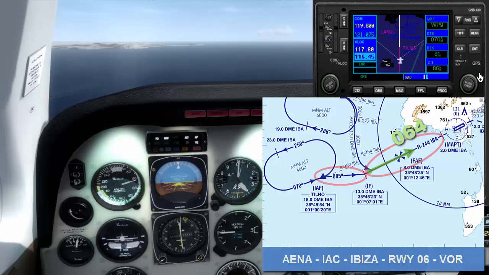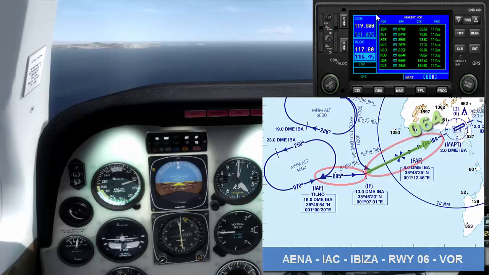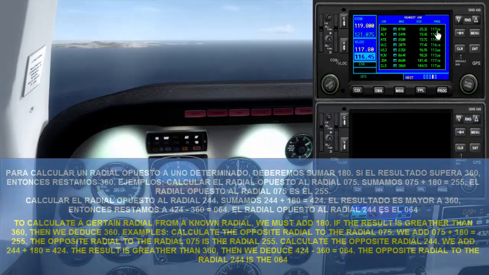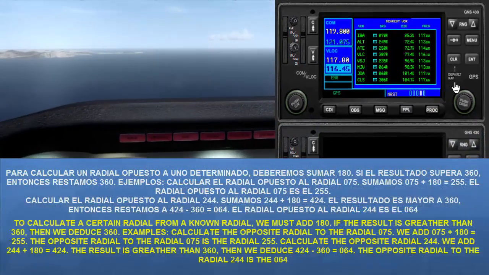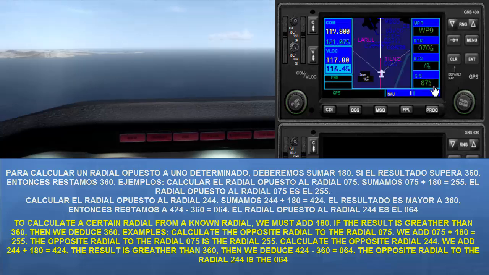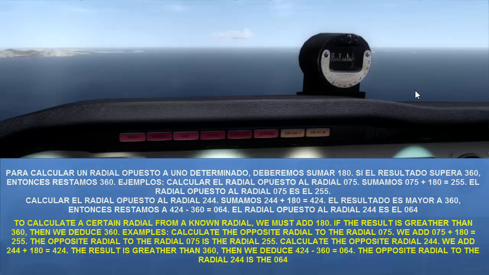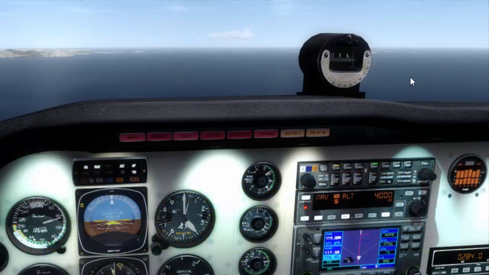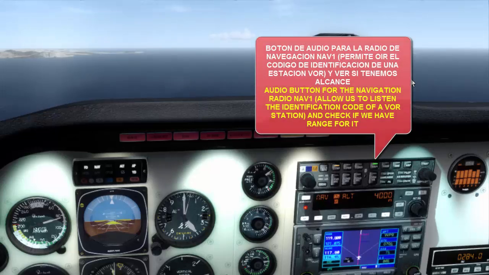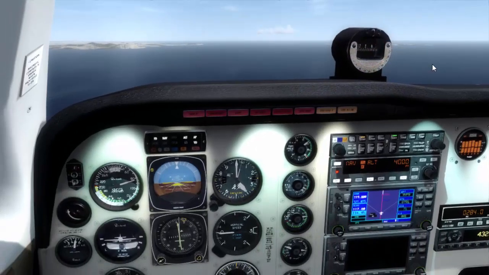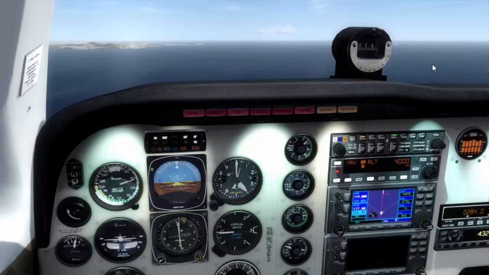We need to follow the opposite radial to the radial 244, and that is the radial 064, okay? To find the opposite radial, you need to add 180 degrees. Please press the pause button right now and read that text, and be sure you understand that, because to calculate the opposite radial, you only need to add 180 to the radial you want to calculate the opposite of, and if the value is greater than 360, then you reduce a certain quantity that I told you there in the text, okay?